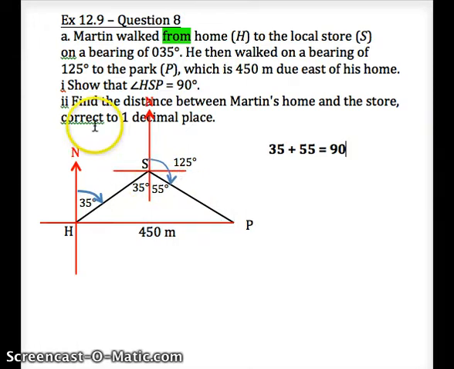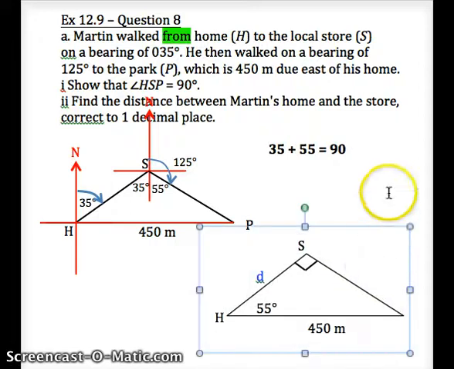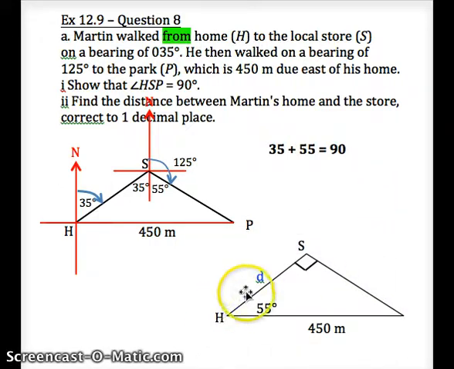In part 2 of the question, we have to find the distance between Martin's home, which is H, and the store, S. So we need that distance along there. It would be a good idea to redraw the triangle. So I've just drawn that there. So we want this distance from home to the store. I'll call it distance D. Again, notice, look, we do know that this is 90 degrees up here, so I've marked that in there, but we need to find this angle down here.